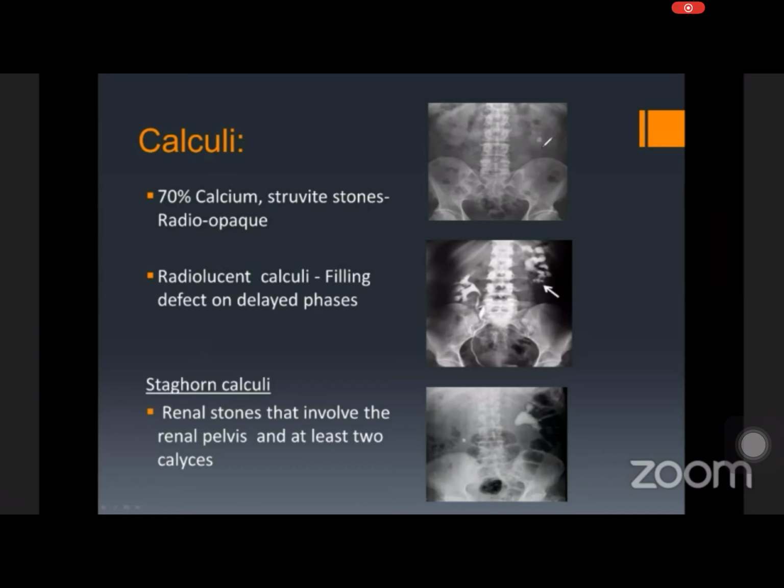This SCOUT film is showing a radiodense opacity in the lower pole of the left renal shadow. This is suggestive of a renal calculus. So sometimes the stones can be radiolucent and they can be missed on a SCOUT film. So how do these radiolucent calculi appear? They appear as a filling defect on delayed phases.